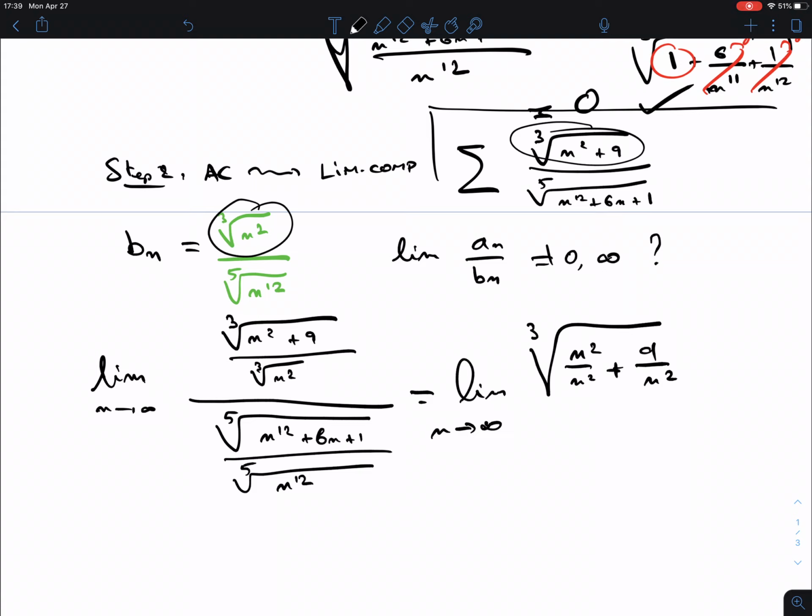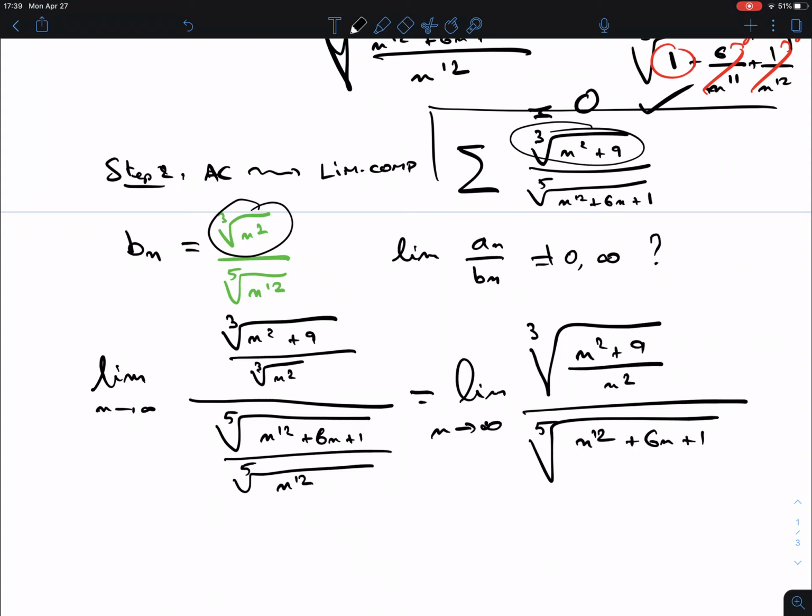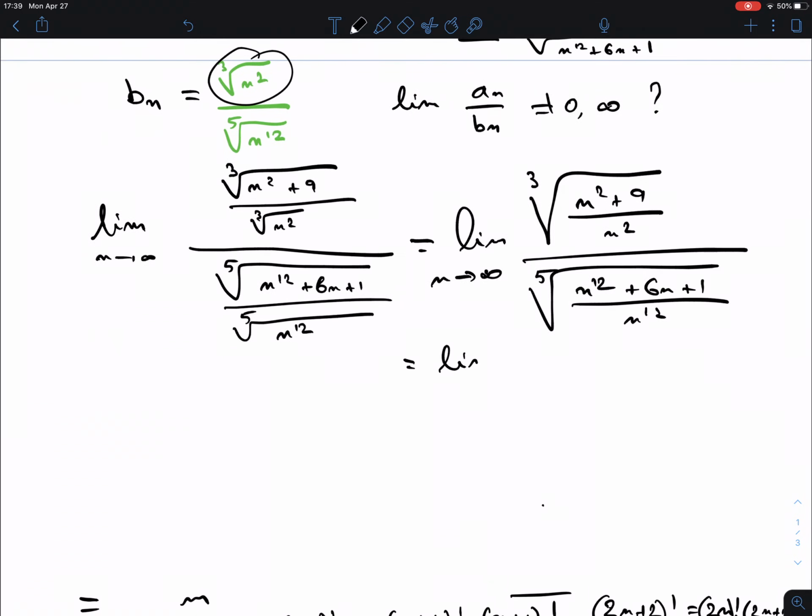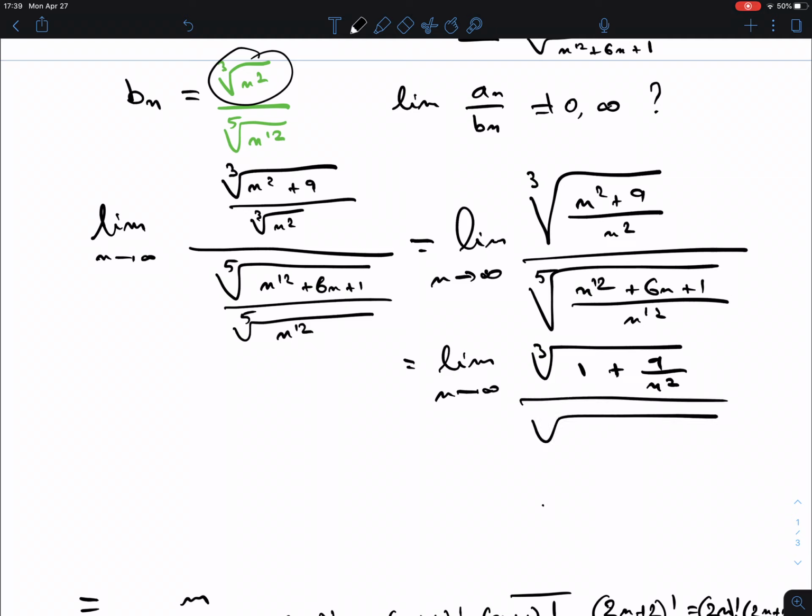Well, if you think, wait, perhaps you're going to complain and say, what are you doing here? So let me do it one more step. What I do is I put everything inside the radical. Let me do it in 2 steps. N to the 12th plus 6n plus 1 divided by n to the 12th. And now we can work out these ratios. So we get the cube root of n squared divided by n squared, 1, and 9 divided by n squared. Each single term has to be divided. And in the bottom we get a fifth root of 1 plus 6 over n to the 11th plus 1 over n to the 12th.